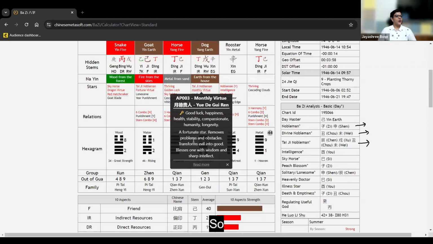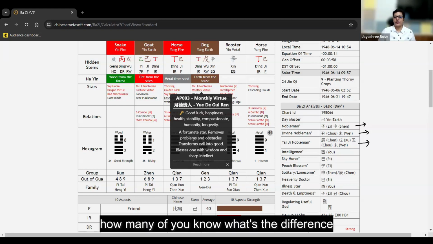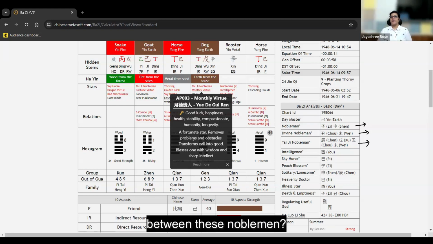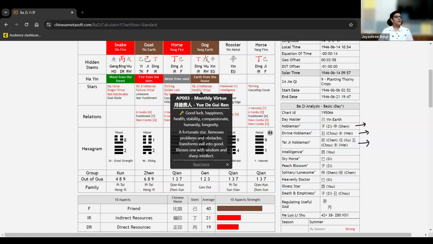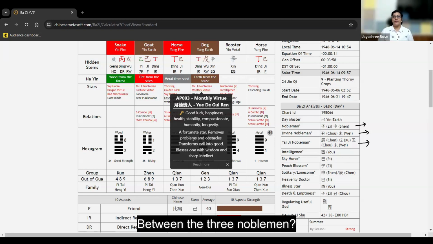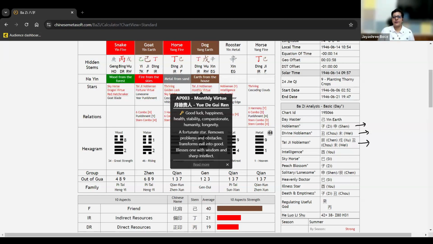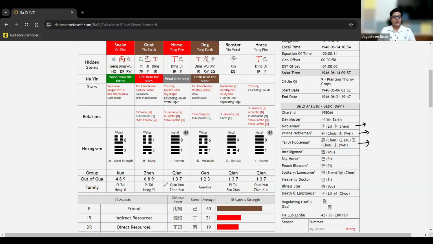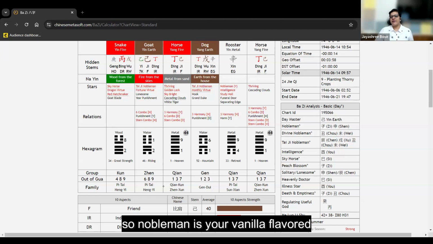All right. So how many of you know what's the difference between these noblemen? Between the 3 noblemen. How many of you know this? You do? No? Okay. So nobleman is your vanilla flavored nobleman.